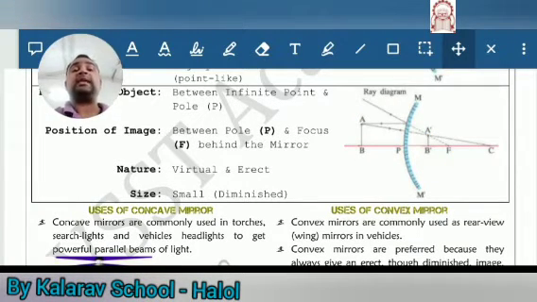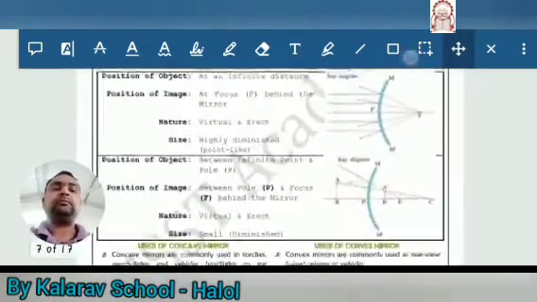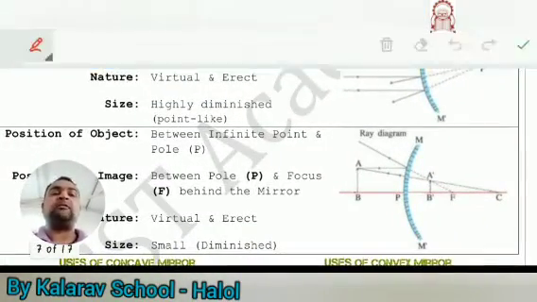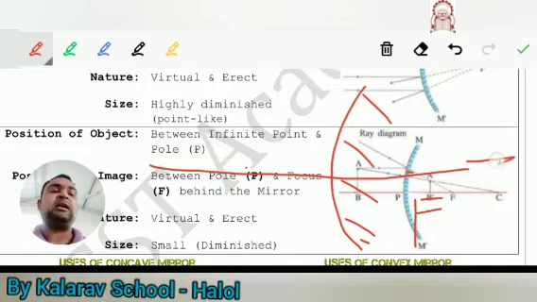Now we talk about the second case of the convex mirror, that is if you place the object between the infinite point and the pole. Okay, so in the convex mirror, you have to recall that there are only two cases. First, if you place the object at infinity, and second, you place the object between infinity and the pole. Okay, now how to construct its ray diagram? Again, you have to follow the simple procedure: draw the convex mirror, draw the principal axis, and consider here as F and here as C.